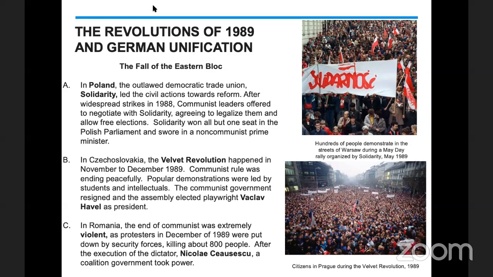And then in Romania, unlike Czechoslovakia, we have a very violent end to the communist regime. We have protesters in December of 1989 who will be put down violently by the security forces, killing hundreds of people, about 800. And the communist government will end when the very nasty dictator Ceausescu is captured and executed along with his wife, and they will put into place a democratic coalition government.